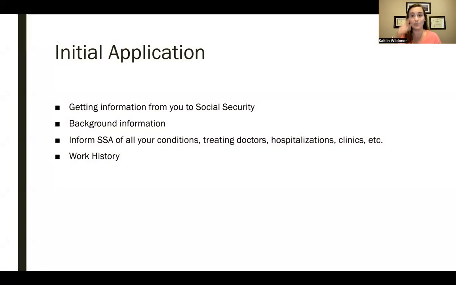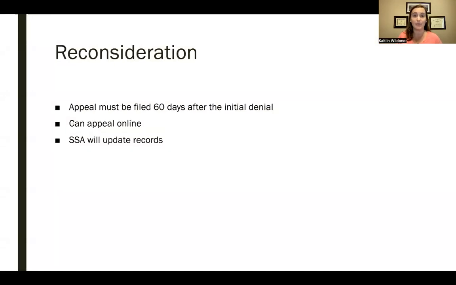If you are disabled under their rules, then you'll get an approval letter, and a notice of award that will outline all of your benefits. If they deny it, but you and your doctors believe that you are disabled and unable to work, you can file a reconsideration appeal. The reconsideration appeals must be filed within 60 days of the date of the initial denial, plus an additional 5 days for mailing.